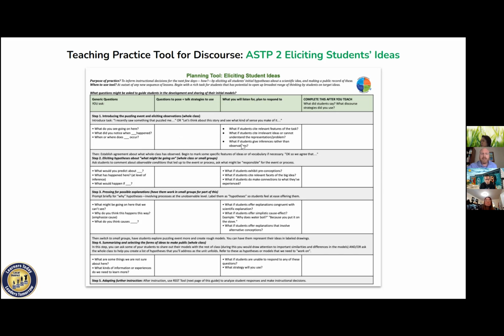It gives some ideas for what to listen for from students, and then gives space for the teacher afterwards, after they teach, to reflect on, well, what did the students actually say? And what discourse strategies did I use?